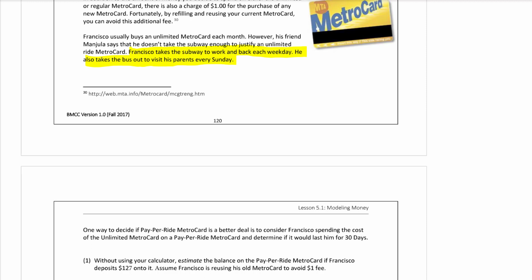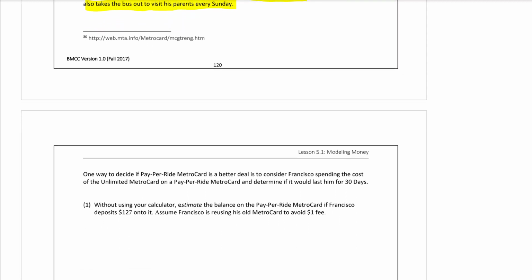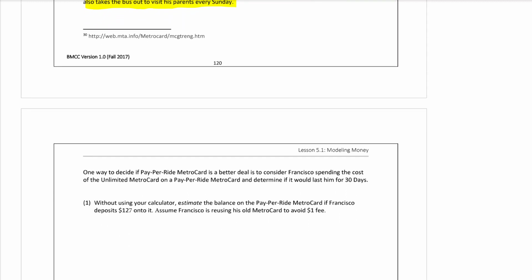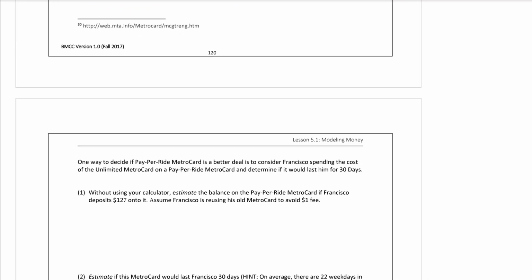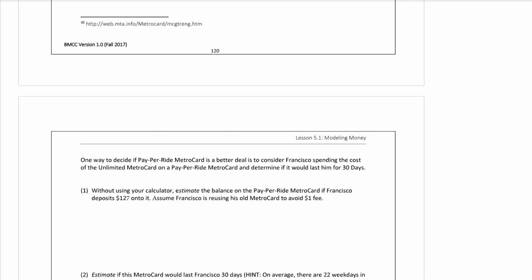And we want to decide whether it makes sense for him to buy the unlimited card. And one way to decide it is we're going to look at the pay per ride Metro card, the regular Metro card, and we will do the following. Question 1. Without using a calculator, estimate the balance on the pay per ride Metro card if Francisco deposits $127 to it. So in other words, instead of spending the money on the unlimited card, he puts all of that money on a regular Metro card and sees if it would last him that entire month.